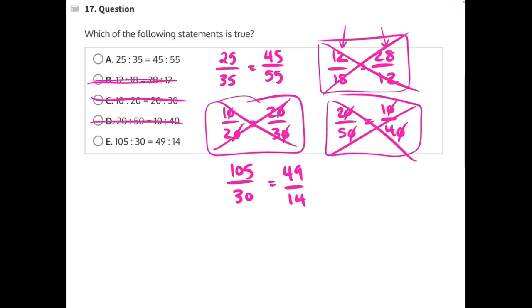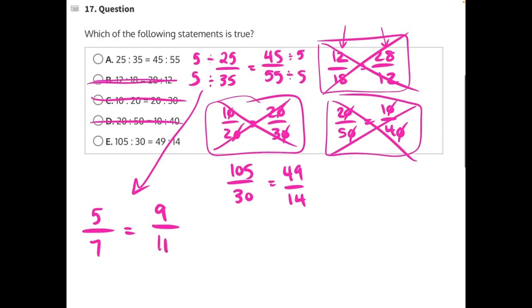We can divide the numerator and denominator of this left one by 5, and I'll bring that down here. 25 divided by 5 will give you 5. 35 divided by 5 will give you 7. And we could divide by 5 on this side as well. You don't have to, but we could. 45 divided by 5 is 9. 55 divided by 5 is 11. Those fractions are both in their simplest form, and they are not equivalent. So that means A is incorrect, and by process of elimination, we know that E is the correct answer.